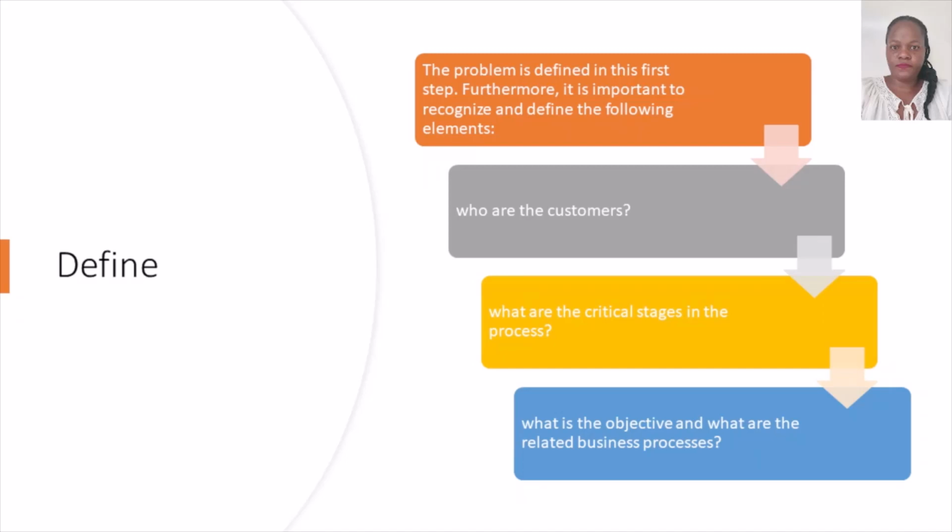What is the background of the story? What are the critical stages in the story? Who are the customers? What is the objective? What do we want to do? So in this Define phase, that's where you have your project charter for you to give a summary of your project problems and your goals.